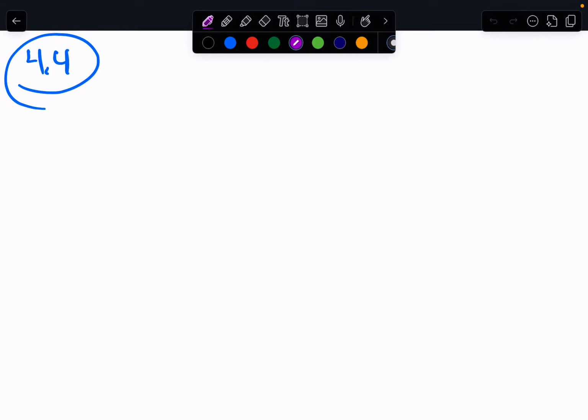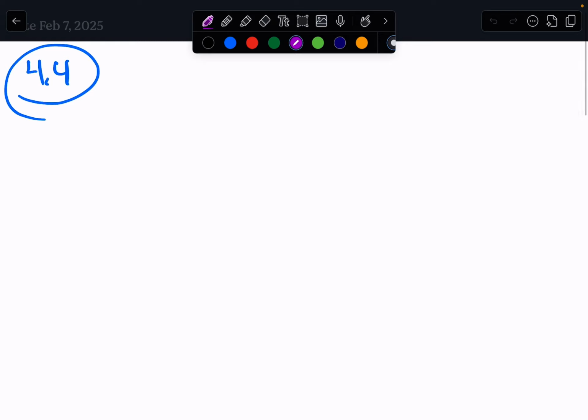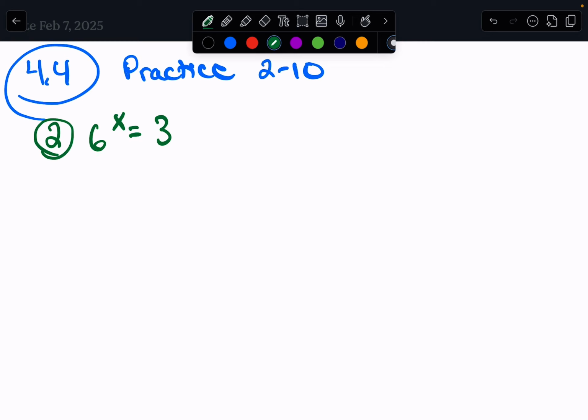So this is lesson 4.4, and now we're going to look at the practice problems. Oops, that's not practice problems that we skipped. So the odd 2 to 10 in lesson 4.4. Okay, so we're going to start with number 2, which is 6 to the power of x equals 3 to the power of 2x minus 1.